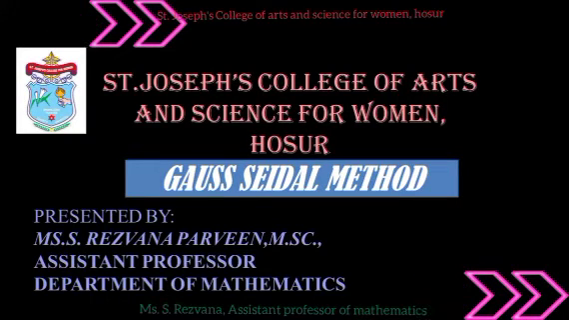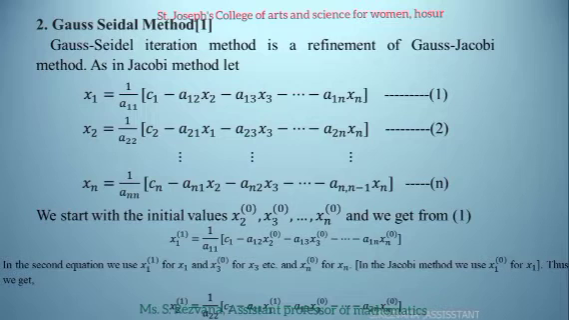Today we are going to see about the Gauss-Seidel method. So what is the Gauss-Seidel method? The Gauss-Seidel method is a refinement of the Gauss-Jacobi method. Similar to the Jacobi method, I need to solve simultaneous equations, and I'm going to convert the simultaneous equations to this format over here. You can see this format. I'm going to convert it.